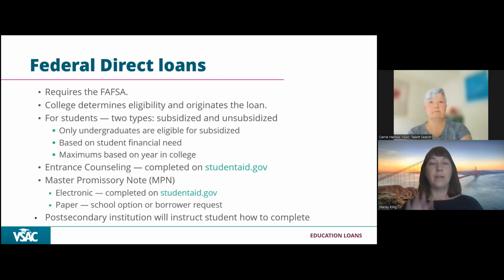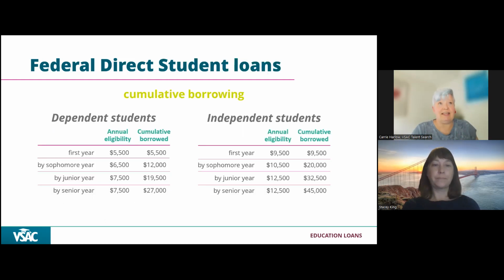And Carrie, can I just jump in? When it says based on student financial need, what it is saying is whether it is subsidized or unsubsidized is based on financial need, but anybody, regardless of need, can borrow unsubsidized loans. Yes, thank you. That's correct. Thanks for clarifying that, Stacy.